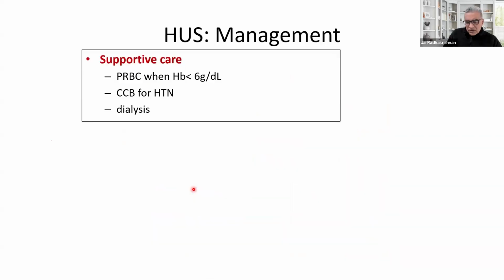The management in 2025 is still supportive care. So transfusions, for hypertension the drug of choice is calcium blockers, and dialysis support.